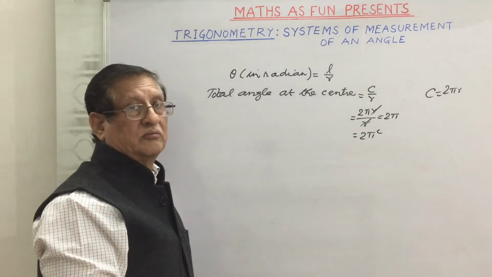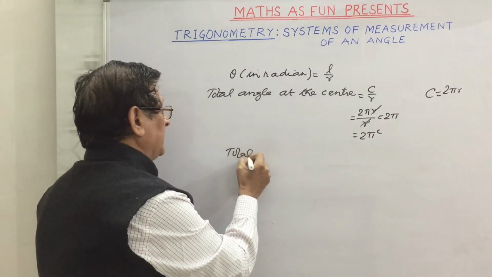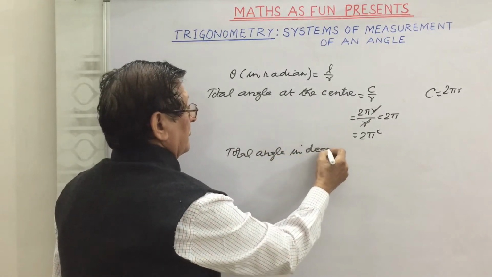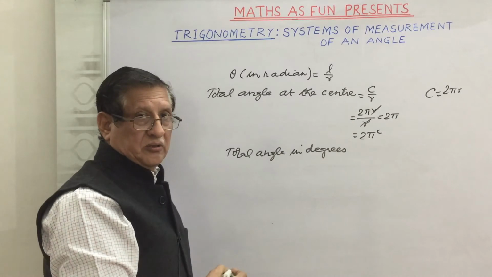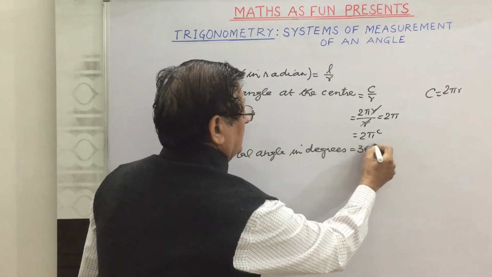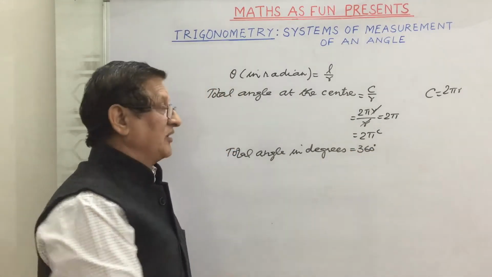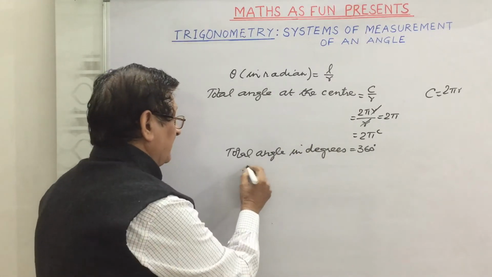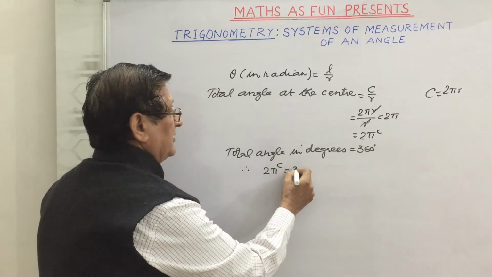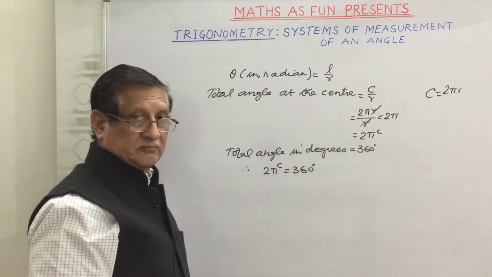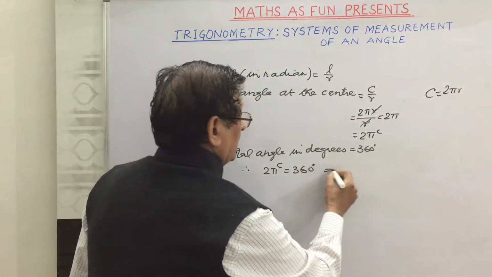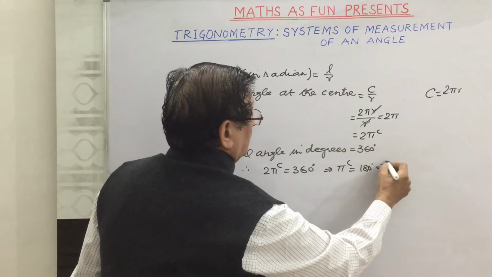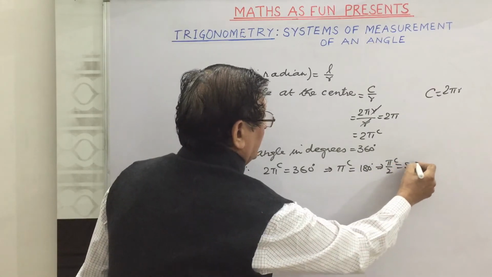But we also know that the total angle in degrees at any point is equal to 360 degrees. So can we set a relation between the radians and degrees by these two? We can say from this that 2 pi radian is equal to 360 degrees. It means pi radian is equal to 180 degrees, or we can say pi by 2 radian is equal to 90 degrees.